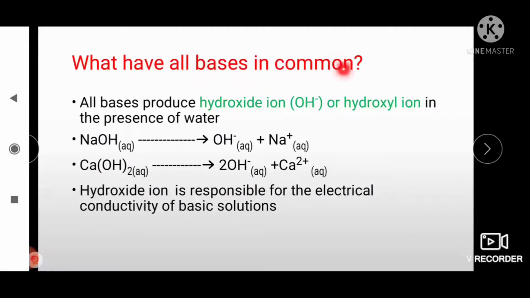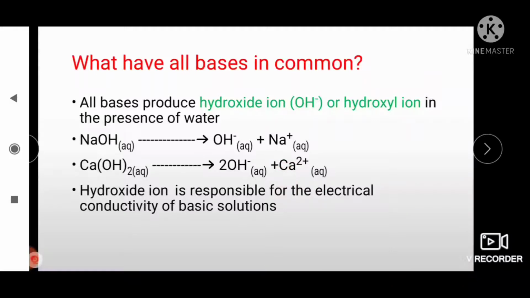What do all bases have in common? When a base is dissolved in water, it always produces hydroxide ions, OH- ions. Thus, a base is a substance which dissolves in water to produce hydroxide ions, OH- ions, in solution. For example, sodium hydroxide, NaOH, is a base because it dissolves in water to produce hydroxide ions along with sodium ions. Calcium hydroxide, when dissolved in water, produces hydroxide ions and calcium ions, Ca2+ ions.